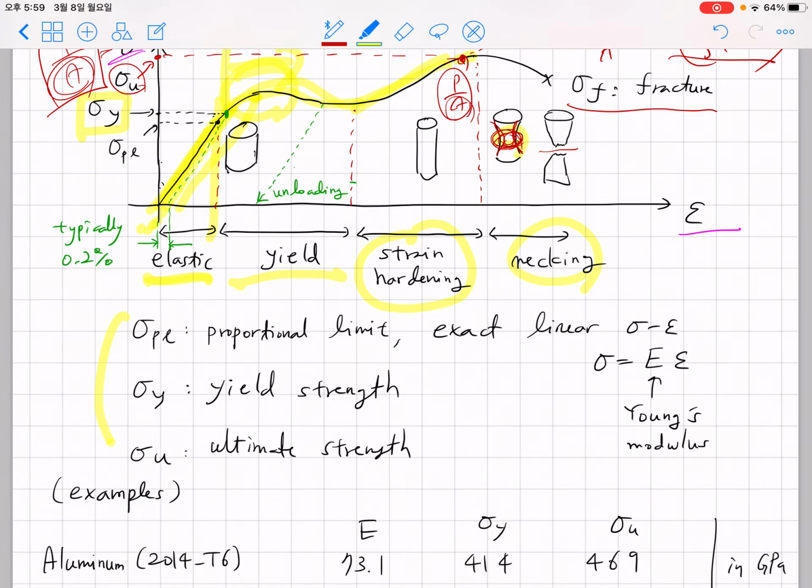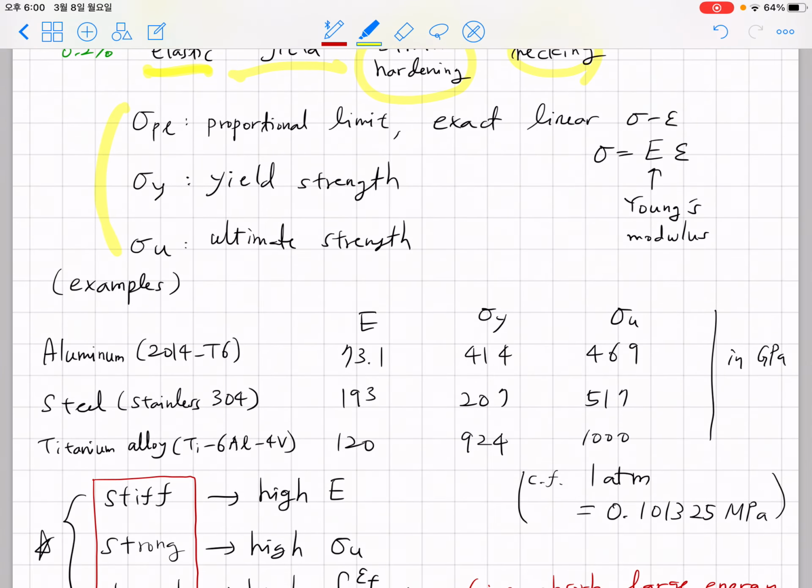Okay, so please try to remember and take a look at the definition of proportional limit and yield strength and ultimate strength, etc. And typical examples of aluminum, steel, and titanium alloys are given here. You can see Young's modulus and yield stress and ultimate strength of these materials. You can see that this titanium alloy, even though it's quite light, has quite large ultimate strength.